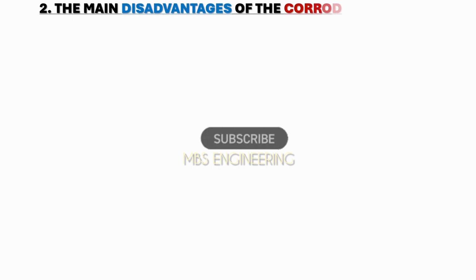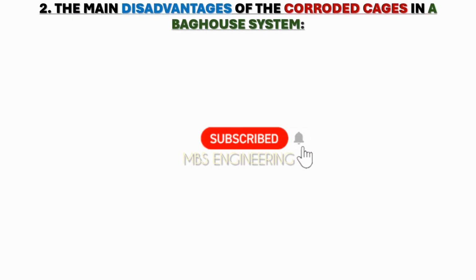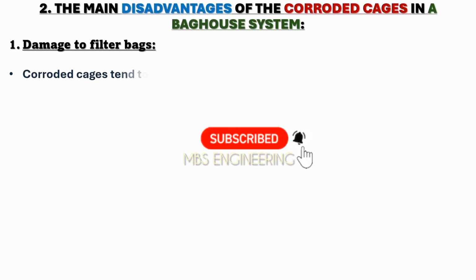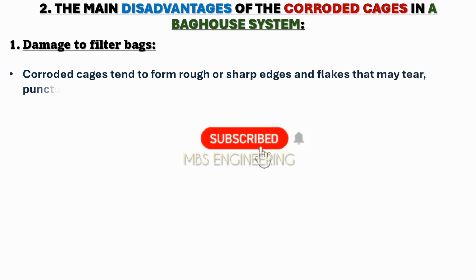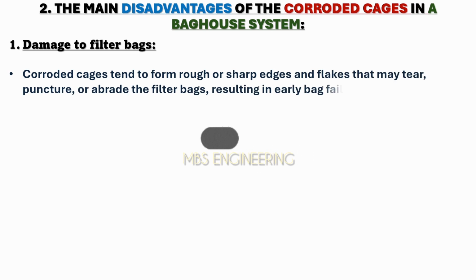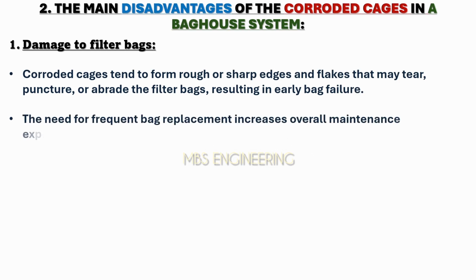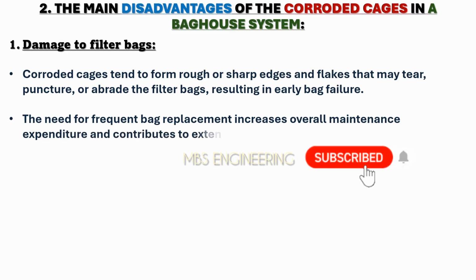Next, we will learn and understand the main disadvantages of corroded cages in a baghouse system. The first disadvantage is damage to filter bags. Corroded cages tend to form rough or sharp edges and flakes that may tear, puncture, or abrade the filter bags, resulting in early bag failure. The need for frequent bag replacement increases overall maintenance expenditure and contributes to extended system downtime.